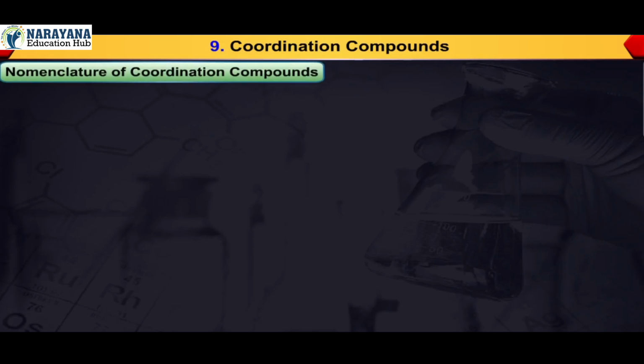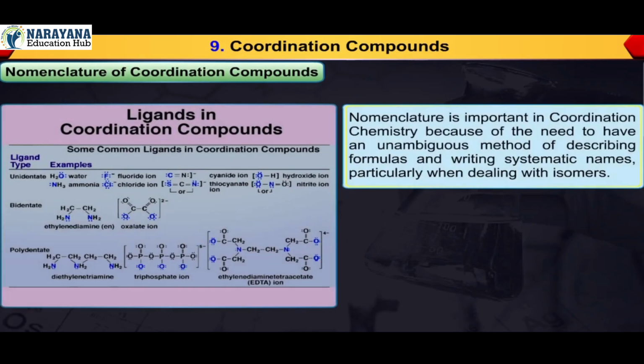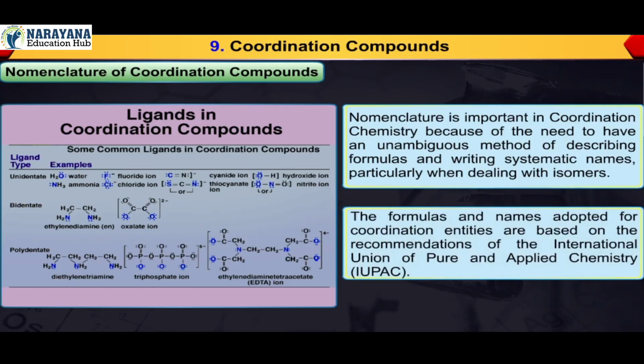Nomenclature of coordination compounds. Nomenclature is important in coordination chemistry because of the need to have an unambiguous method of describing formulas and writing systematic names, particularly when dealing with isomers. The formulas and names adopted for coordination entities are based on the recommendations of the International Union of Pure and Applied Chemistry, that is IUPAC.